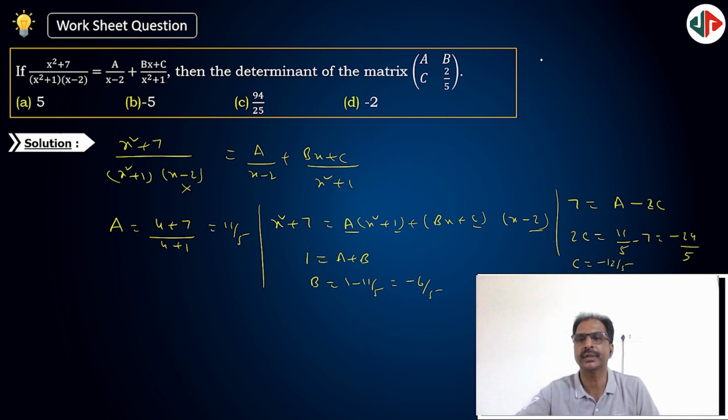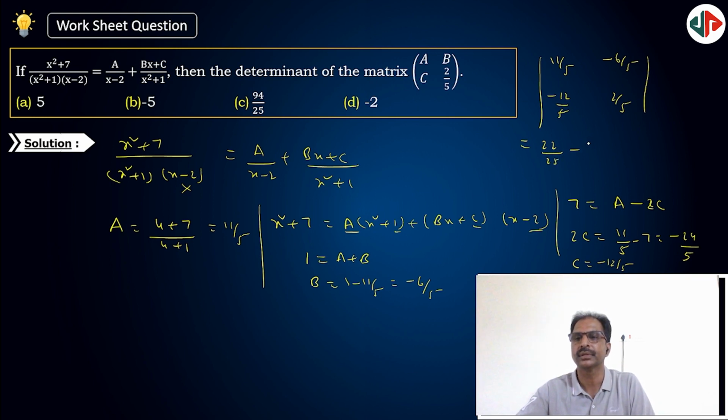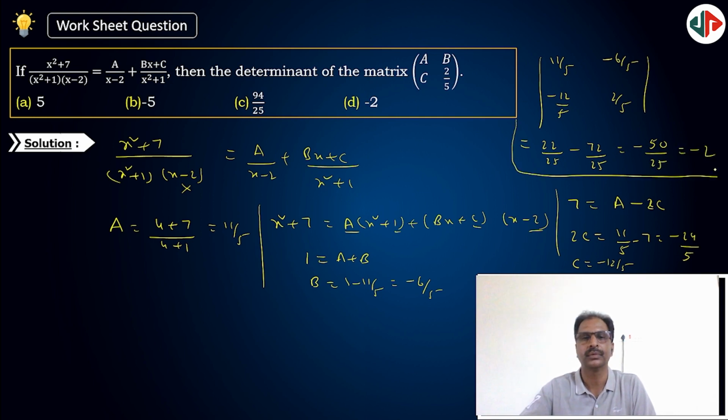Now you have to find the determinant of A 11 by 5, B minus 6 by 5, C minus 12 by 5 into 2 by 5. Now this is nothing but 11 by 5 into 2 by 5, 22 by 25, minus 72 by 25. So this is minus 50 by 25, which is minus 2. Option D.